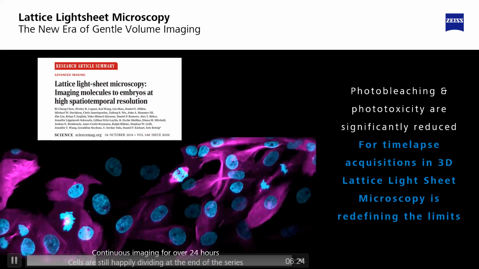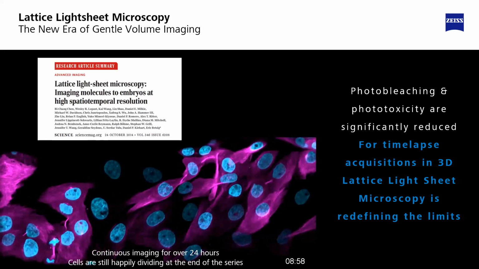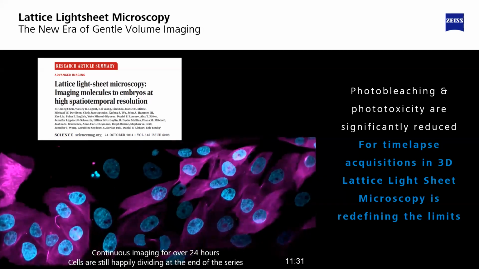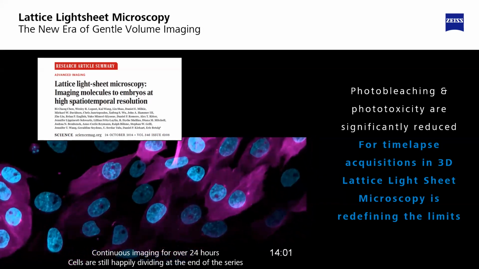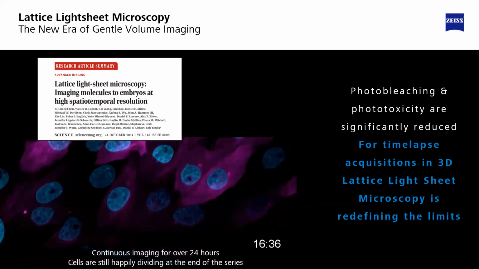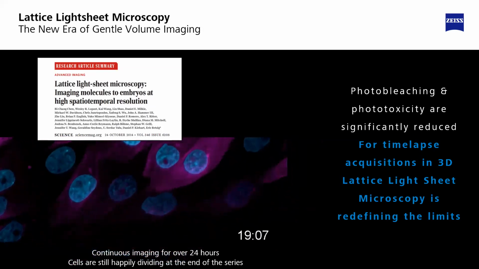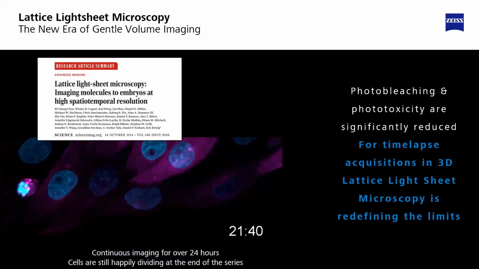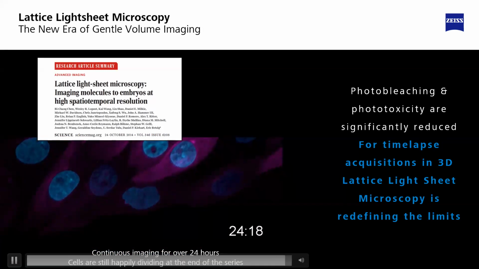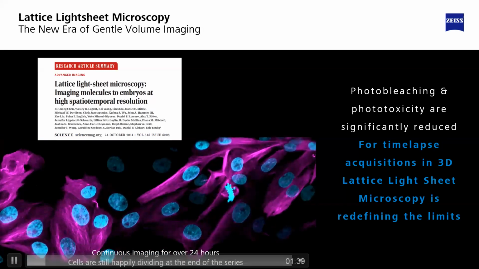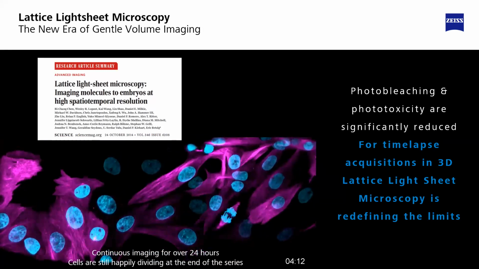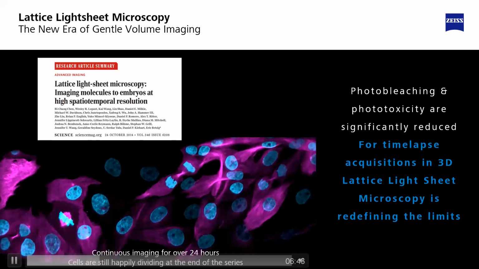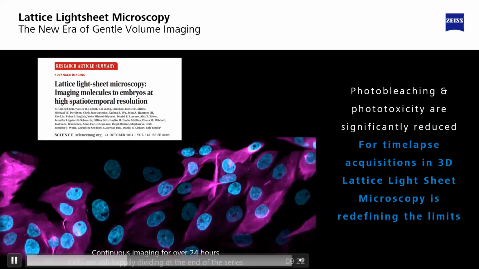So in this movie here, this is an example time-lapse movie from a lattice light sheet microscope, a Zeiss Lattice Lightsheet 7, that I think really does highlight some of the benefits of the gentleness of lattice light sheet imaging. So these are some very light sensitive cells, but they were imaged every 5 minutes for over 24 hours. As you can see the time-lapse running in the bottom right here.